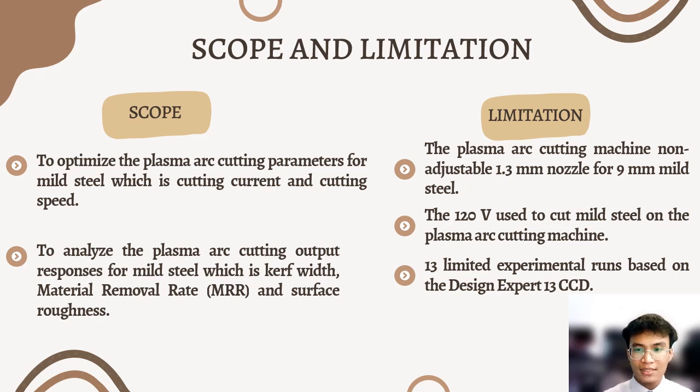The next one is the limitation. The plasma arc cutting machine has a non-adjustable 1.3mm nozzle for 9mm mild steel. The next one is the 120 volt used to cut the mild steel on the plasma arc cutting machine. And the last limitation is the 13 limited experimental runs based on the Design Expert 13 Central Composite Design, CCD.